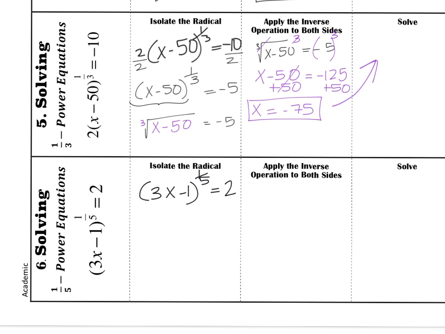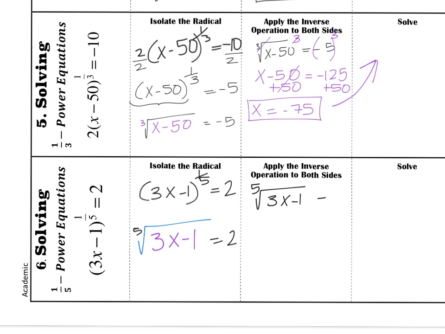Yes, I see that it's a fraction 1/5, but no worries. We can change it into a radical. The bottom of the fraction will be my index. And then 3x minus 1 will be on the inside. Since the top of the fraction is 1, it means this is all to the power 1, which is not going to change. So I just change that into a radical expression. Now, let's transfer this to our next column.